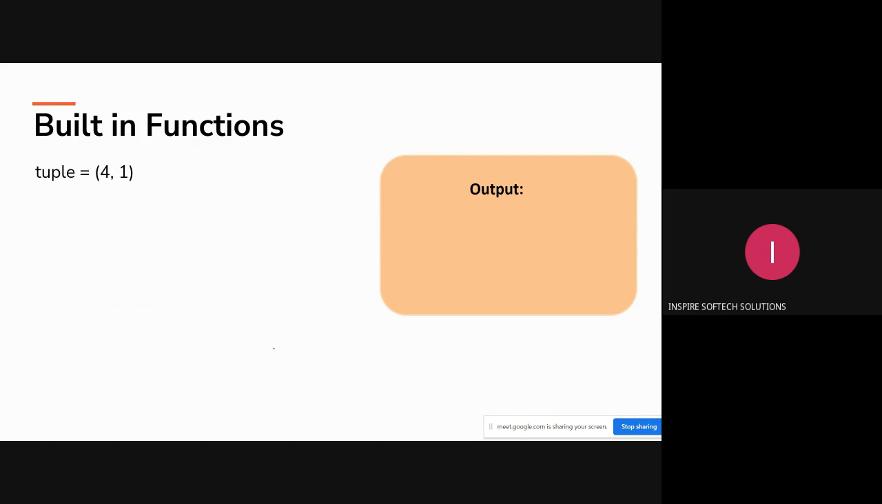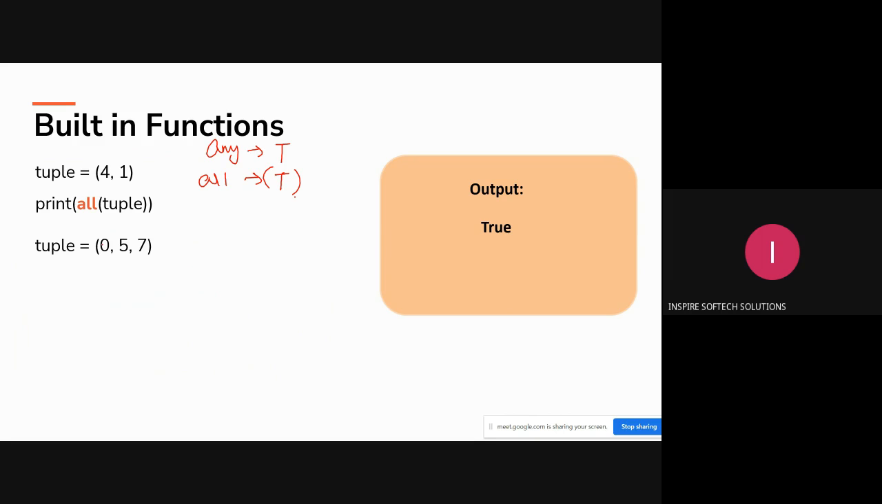Now here, 4 comma 1. Is 4 a true value? Yes. Is 1 a true value? I have to apply the all method. I'll repeat one more time: any is nothing but at least one should be true, and all is nothing but everything should be true. So now 4 and 1 are given. Are both true values? Yes, so the answer is going to be true.